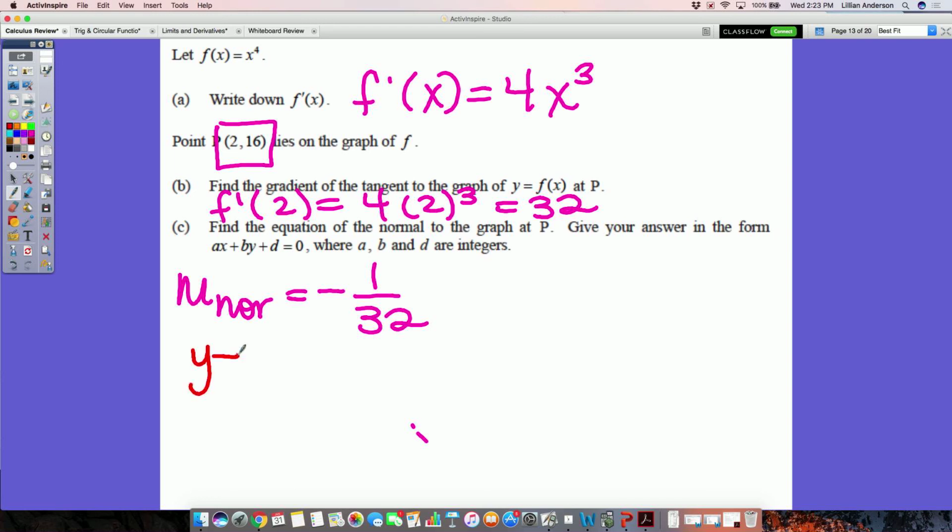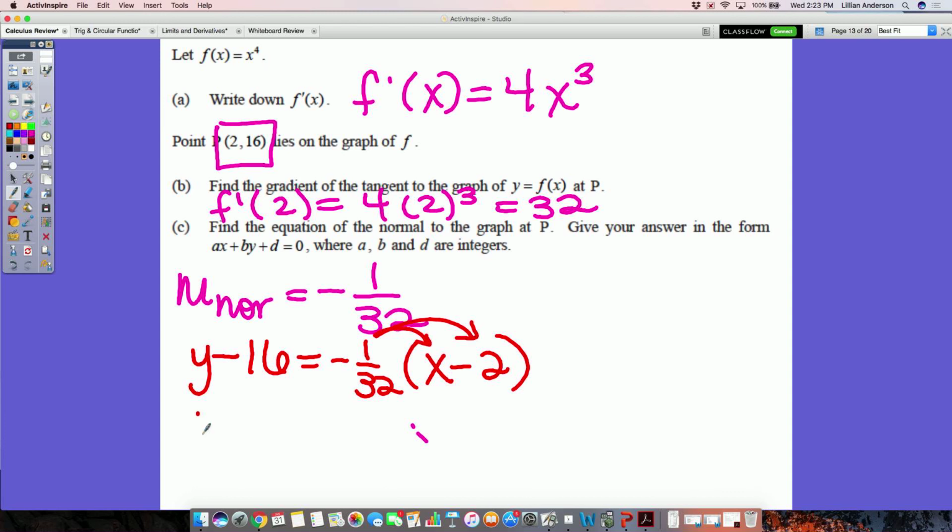y minus y1, what is it? 16 equals m. Good. x minus 2. Now, if it just said write the equation of the normal line, we could write that and we would be done. But we have to put it in the standard form. So what am I going to do to put it in the standard form? Multiply. I'm going to distribute this. That's going to give me negative 1 over 32x plus 1 over 16.